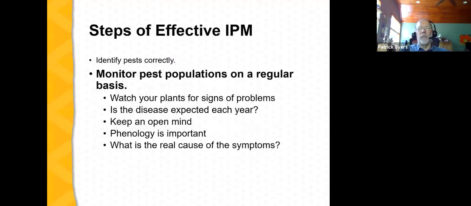The next step is to monitor pest populations on a regular basis. In other words, you're going to be watching your plants for signs and symptoms. If it's a disease that we expect every year, then we plan to take measures every year. But we always want to be keeping an open mind. We always want to be looking at plants and watching for the development of symptoms and signs.